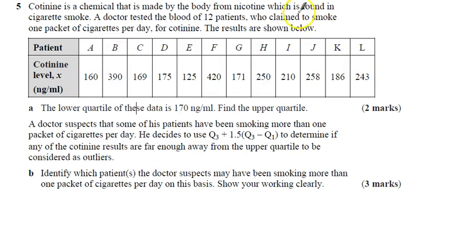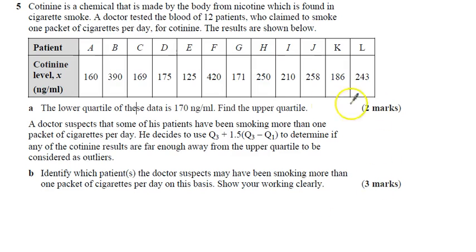You've put them in order. You've found out what the upper quartile is. If you have an issue with that, then you can let me know. A doctor suspects that some of his patients have been smoking more than 1 packet of cigarettes. What? Someone lying about how many cigarettes they smoke? Surely not. He decides to use this standard 1.5 times the interquartile range, very standard measure of an outlier to determine if any of the results are far enough away that they could be considered outliers.